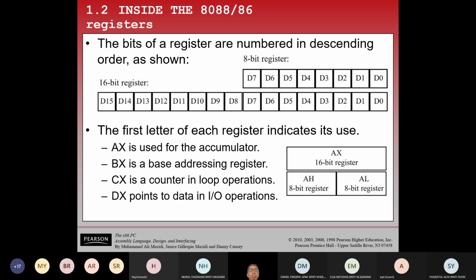How about for 8-bit? For 8-bit, it can be separated into two, either low or high. For example, AX is a 16-bit register, and AL and AH are the 8-bit registers. So AX comprises AL and AH. The first 8 bits are AL and the later 8 bits are AH.